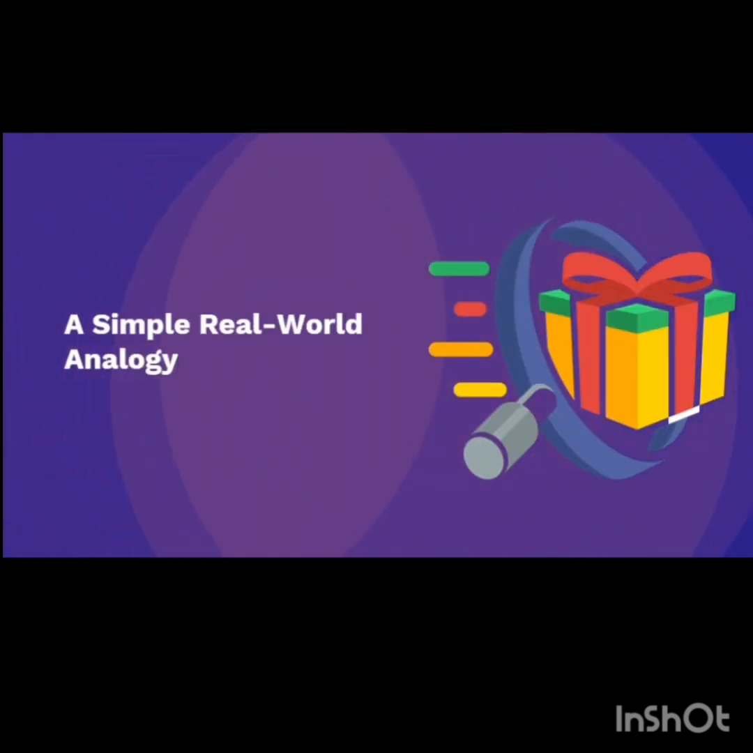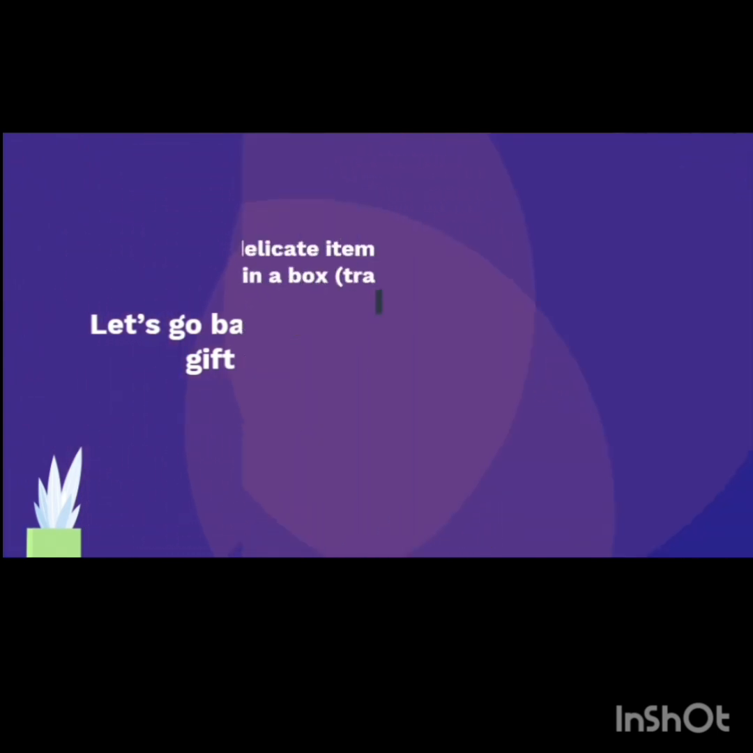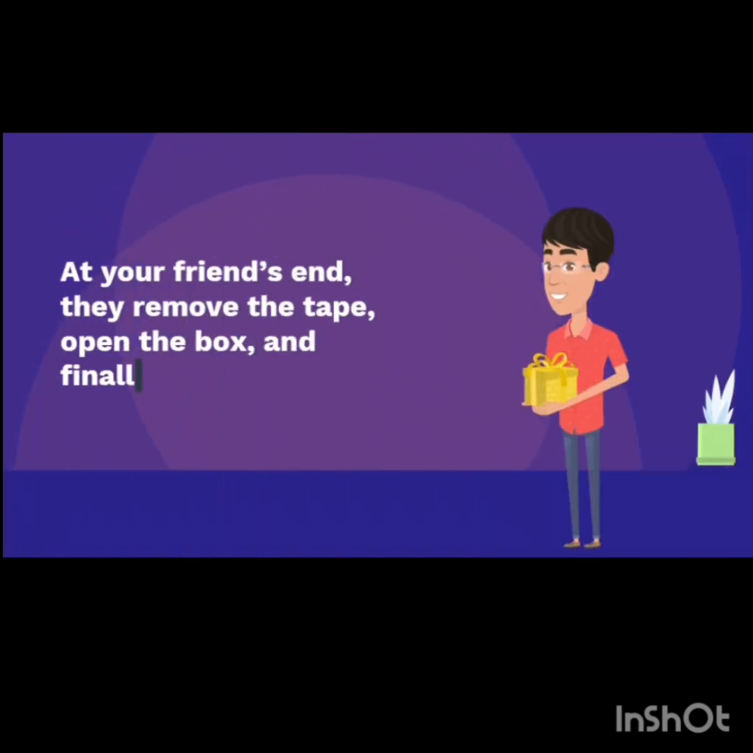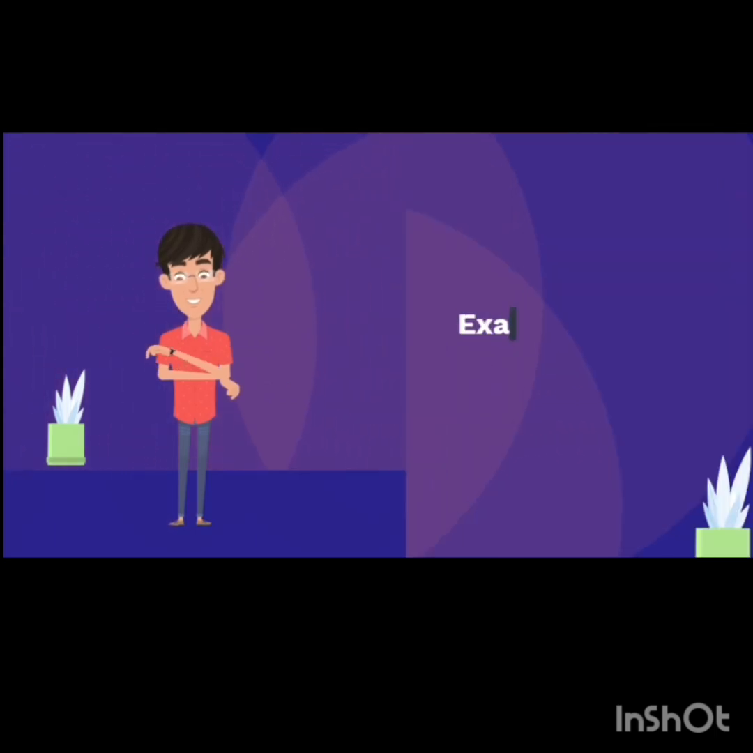Simple real-world analogy. Let's go back to the gift example. You package a delicate item, your data, in a box, transport layer, add the shipping address, network layer, seal it with protective tape, data link layer, and hand it to a courier, physical layer. Your friend at their end removes the tape, opens the box, and finally takes out the gift. That's encapsulation and decapsulation in action.